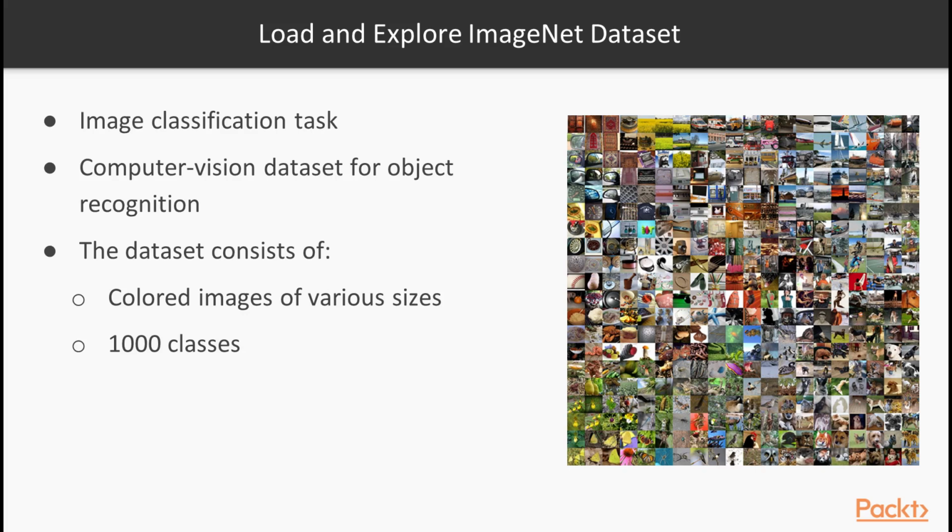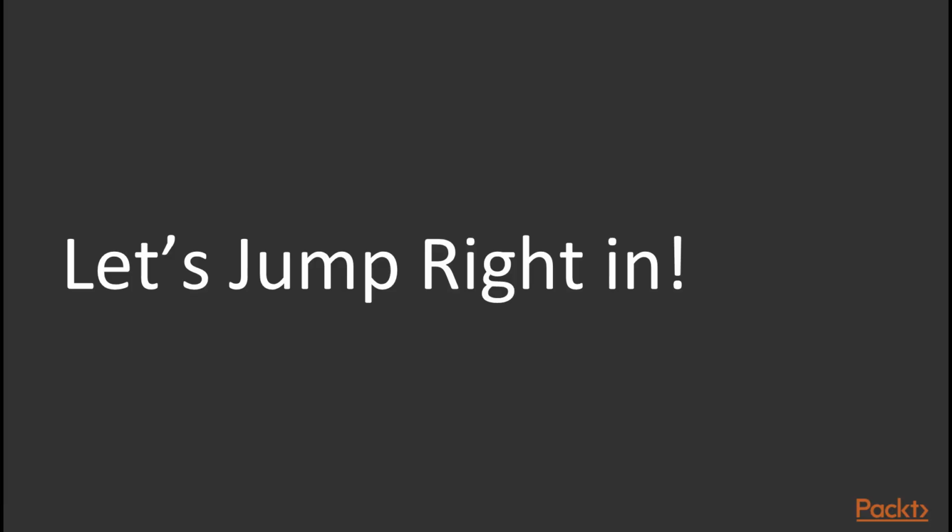Learn to explore and load our ImageNet dataset. This is an image classification dataset that is used for object detection. This dataset consists of colored images of various sizes. It is a relatively large dataset with over 1 million images and about 1,000 classes. In this lesson, we're only going to look at a sample of that dataset in order to make it easier for us to train and evaluate our model. In our case, we're only going to look at four different classes coming from the ImageNet dataset. Let's jump right into the notebook.